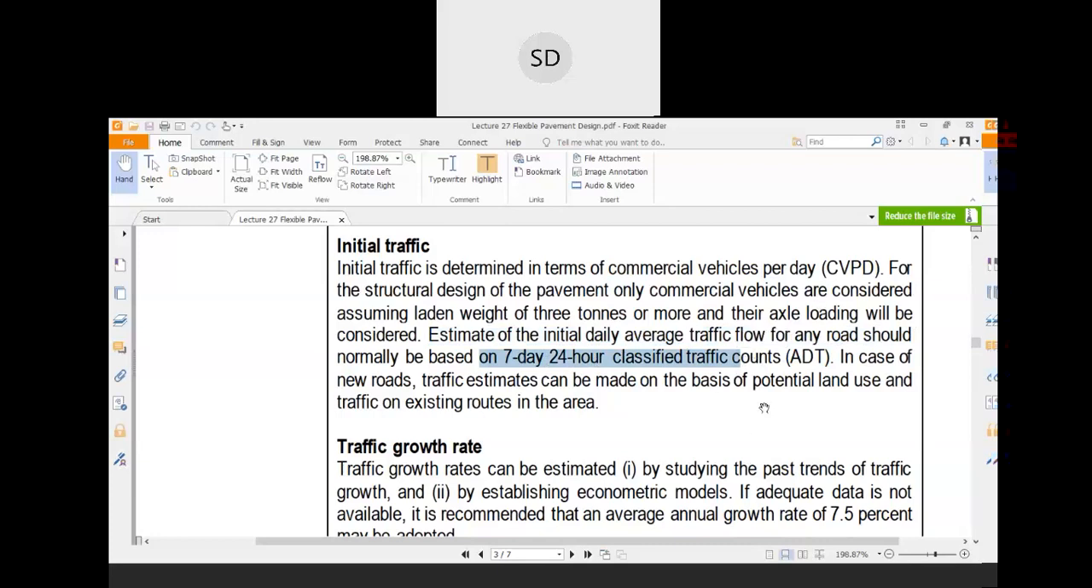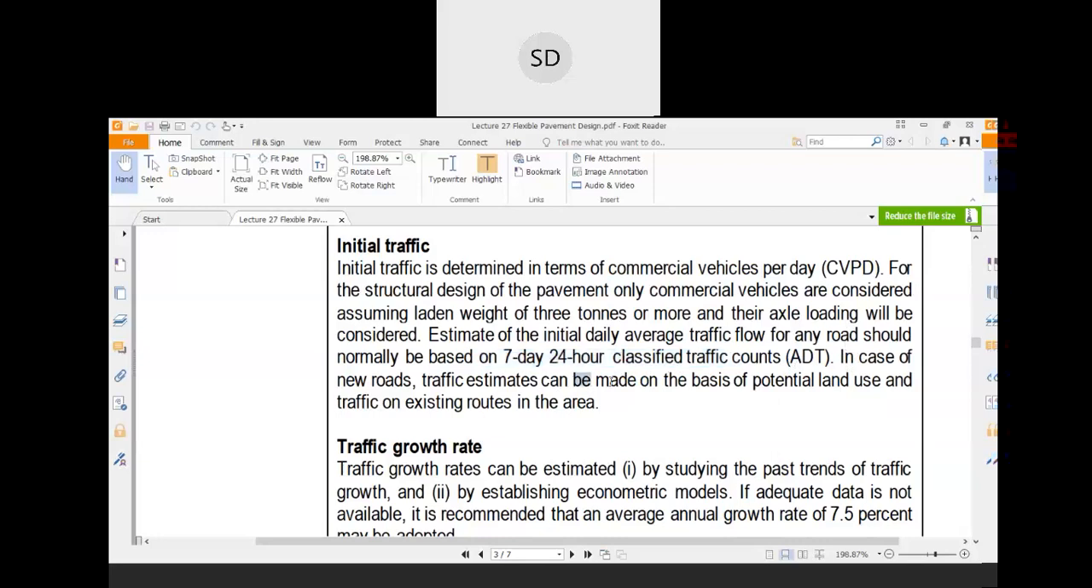So you have to do a traffic volume count, and that volume count should not be in PCU terms, but it should be in terms of classified volume count. Classified volume count means you have exact information about the different types of vehicles which are running over that portion of the section of the road during that particular time.